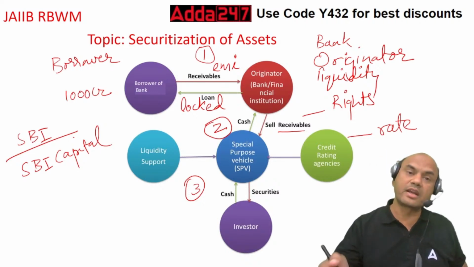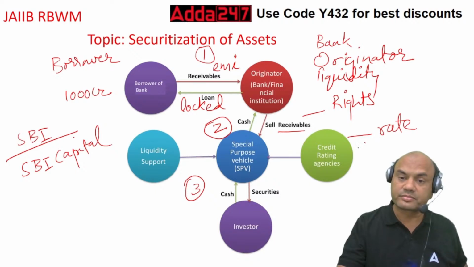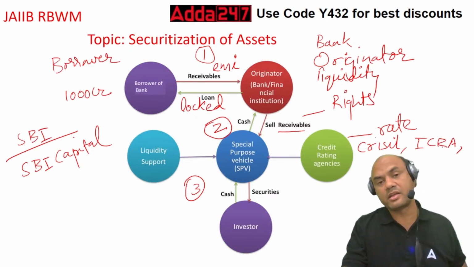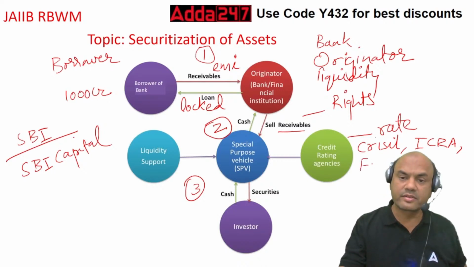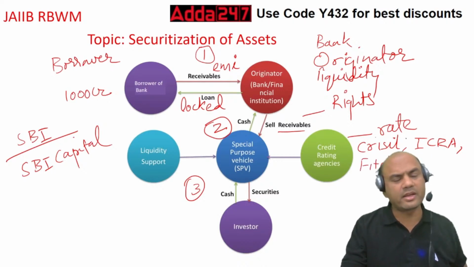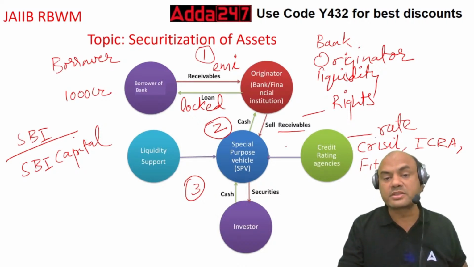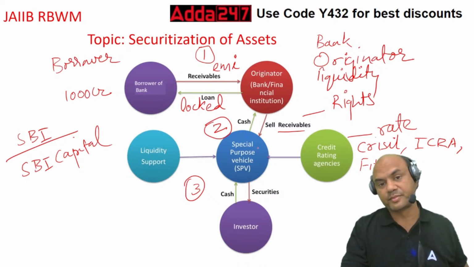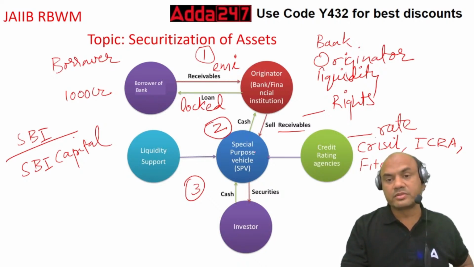Now which are these credit rating agencies? It can be CRISIL, it can be ICRA, or it can be anything. Fitch, many are there. So they will give the ratings to this SPV. Not only SPV, they will give the ratings to these loans, because after all you have to invest in those specific loans. Okay. So this is a rating agency.